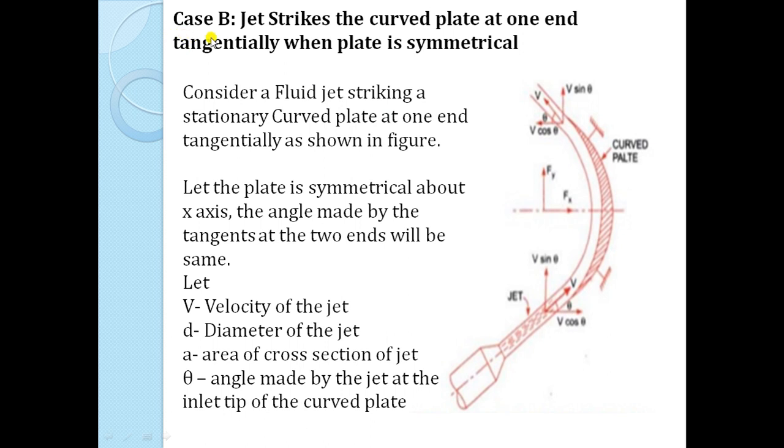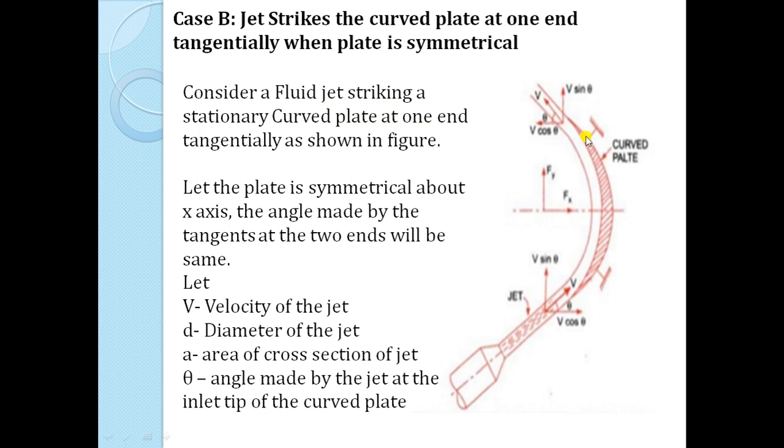Now, coming to case B, here the jet strikes the curved vane at one end tangentially when the plate is symmetrical. So, here we will be placing the curved plate symmetrical about x axis. It is actually fixed and placed symmetrical about x axis. So, consider a fluid jet striking a stationary curved vane at one end tangentially as shown in figure.